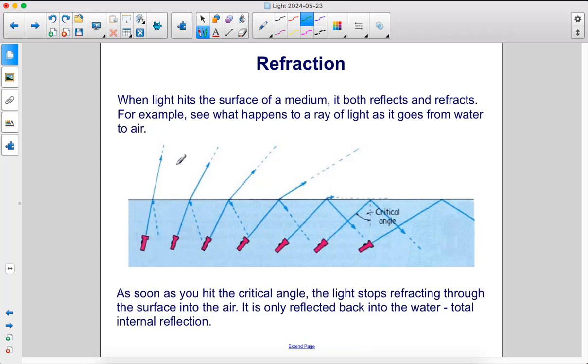When light hits the surface of a medium, it both reflects and refracts. For example, see what happens to a ray of light as it goes from water to air. So you can shoot straight through, but some of that light actually is reflecting back. But as soon as you hit that critical angle, the light stops refracting through the surface. It's only reflected back into the water. And actually that reflected ray gets much brighter because now it's not being split up into two rays like this. Once it totally internally reflects, it's a very bright ray of light.